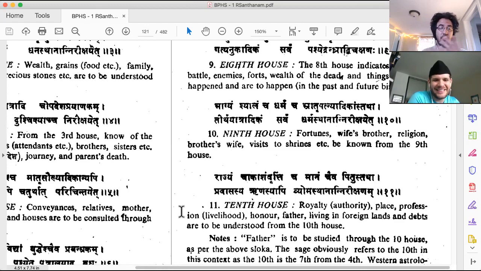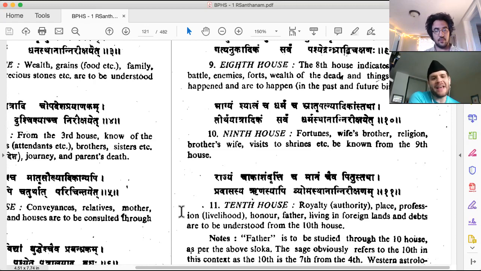So you can do this for all of the houses though. Like the 9th is the 12th from the 10th, so it represents the end of a job, the end of karma, the end of work, right? So in that sense, the 9th house could actually be a little bit negative at times when compared with the 10th house, just like it's apoklima. And the 5th is the 8th from the 10th, so sudden changes or problems with career and public life.